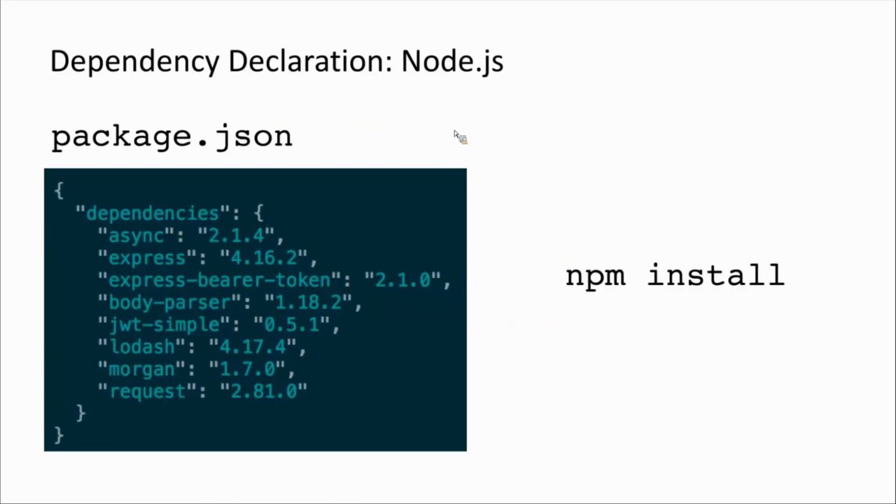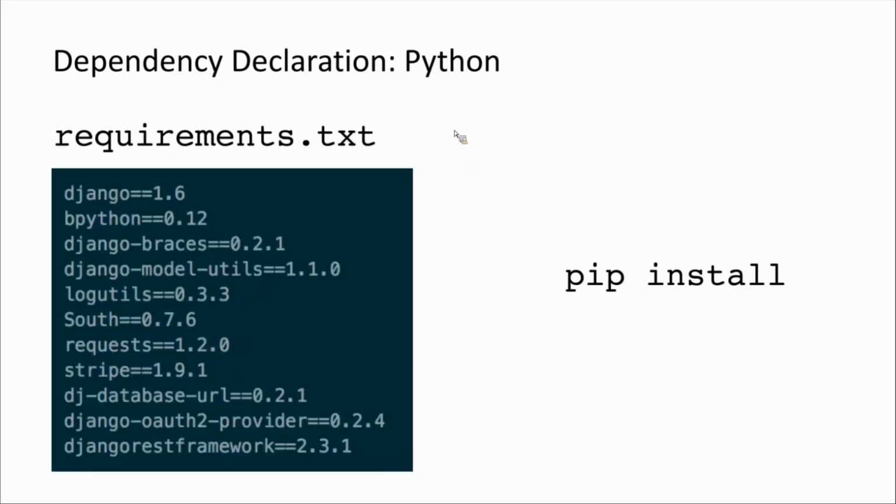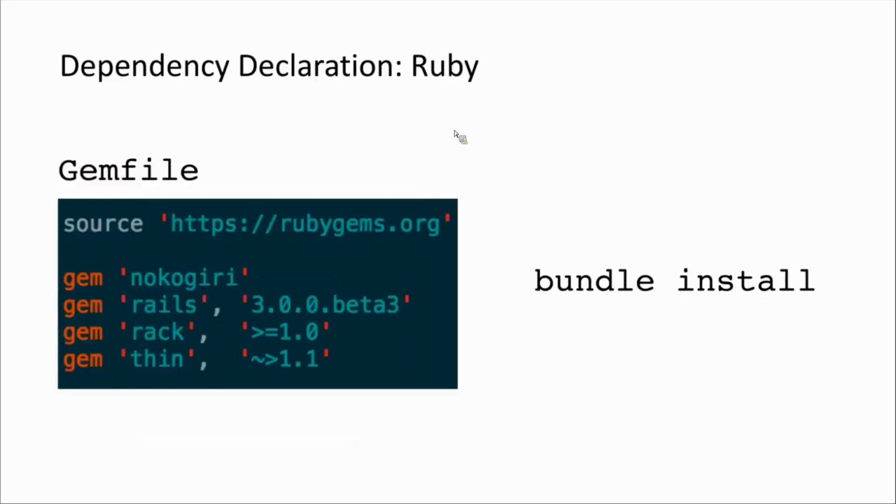Here's an example of what that might look like in Node.js. You use the package.json, and you can install them with npm install. But that package.json is included along with the rest of your code. So when you deploy your application, all of its dependencies are declared right there. Here's an example of that in Python. You use the requirements.txt file. You can install that with pip install, and the same principle applies. Everything that you need to run your application is included inside so that it gets deployed at the same time as the rest of your code does.